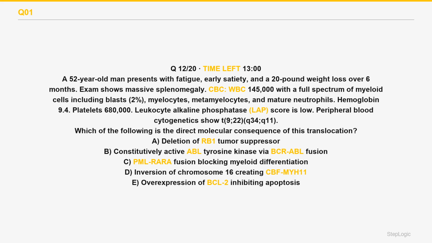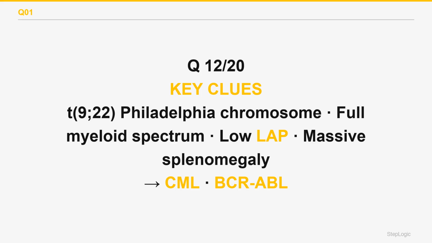Read the command. Molecular consequence of t(9;22), Philadelphia chromosome, CML, full myeloid spectrum, massive splenomegaly, low LAP. The Philadelphia chromosome t(9;22) fuses the ABL tyrosine kinase gene on chromosome 9 to the BCR gene on chromosome 22. The resulting BCR-ABL fusion protein is a constitutively active tyrosine kinase. It continuously phosphorylates downstream signaling molecules, driving uncontrolled myeloid proliferation.